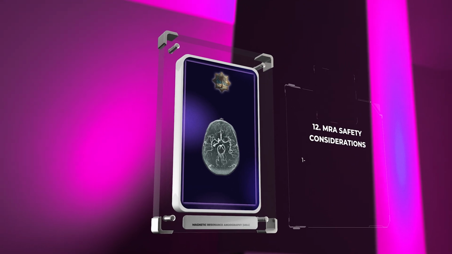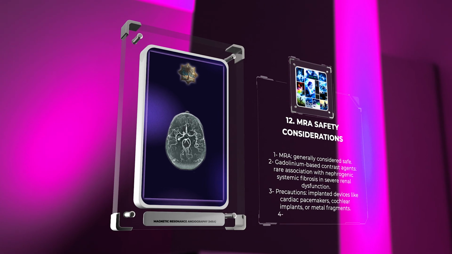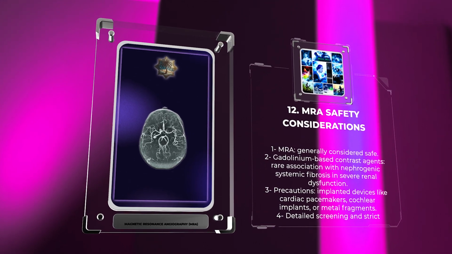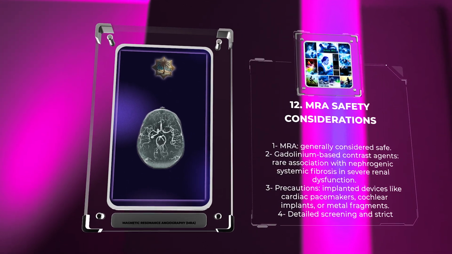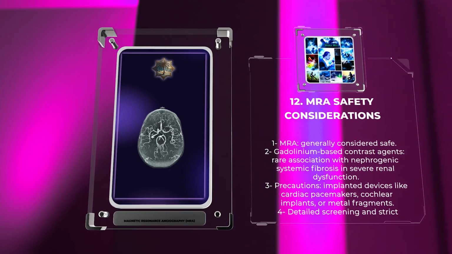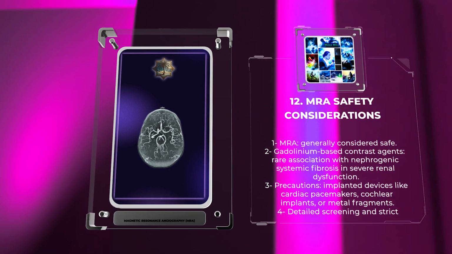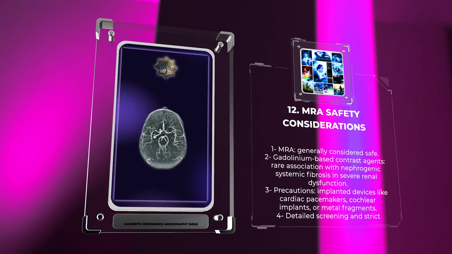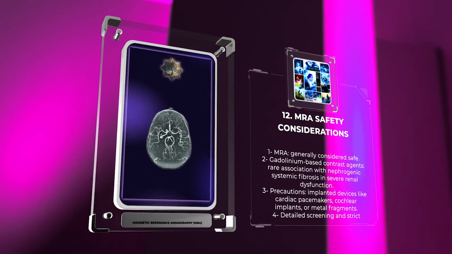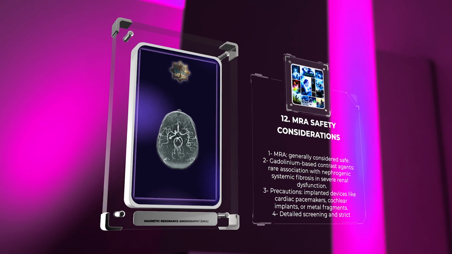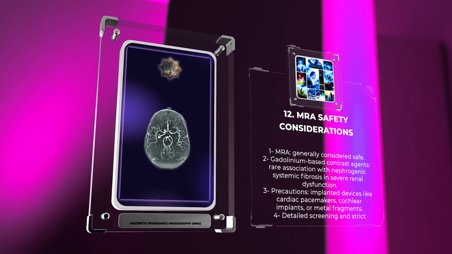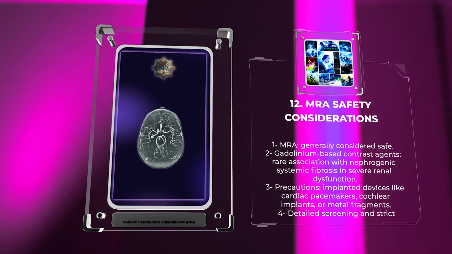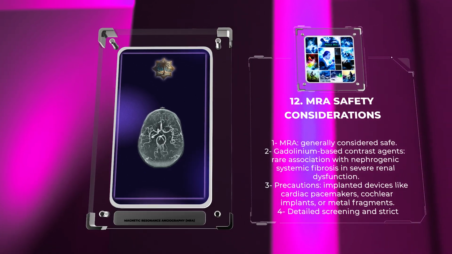While MRA is generally considered safe, there are specific considerations to ensure patient well-being and avoid potential risks. Gadolinium-based contrast agents used in MRA have a rare association with nephrogenic systemic fibrosis in patients with severe renal dysfunction. Additionally, precautions should be taken in patients with implanted devices like cardiac pacemakers, cochlear implants, or metal fragments, as these may interfere with the magnetic fields in the MR environment. Detailed screening and strict adherence to safety protocols are necessary to minimize any potential hazards.